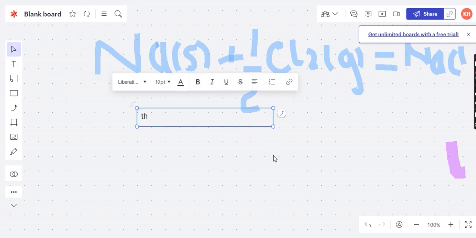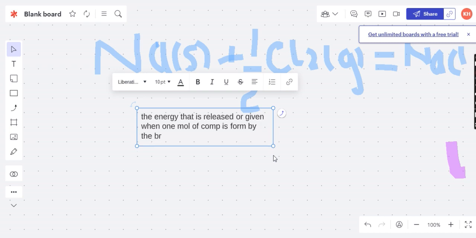So the energy that is released or given when 1 mole of compound is formed from elements in their stable state is the heat of formation.